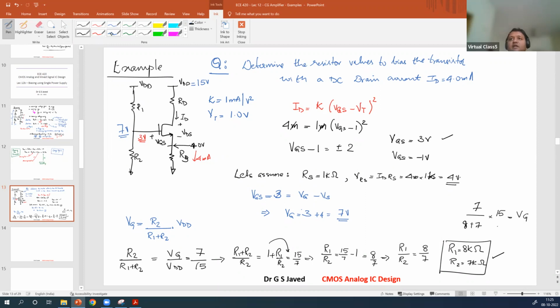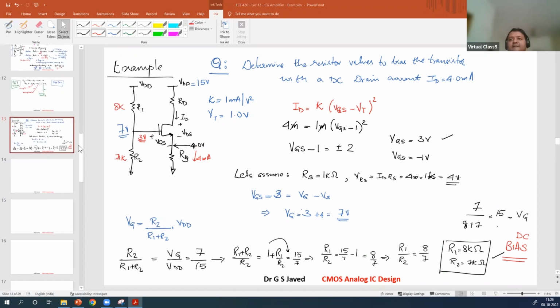So this is the DC bias point of the gate. So you apply 8 kilo ohm here, 7 kilo ohm here. Applying these two, you will get 7 volt at the gate. So since the source is 4 volt, 7 minus 4 will be 3 volt. Now this is your biasing condition, right? This is the way to do it. Hope you understood. Any questions here?